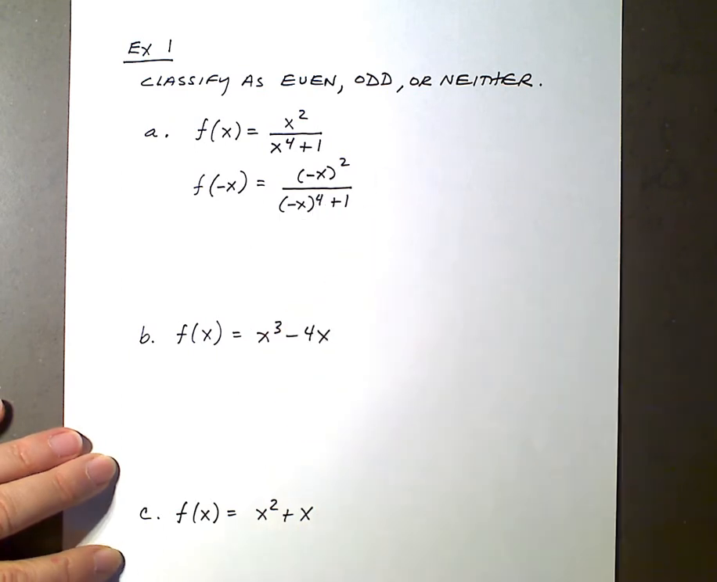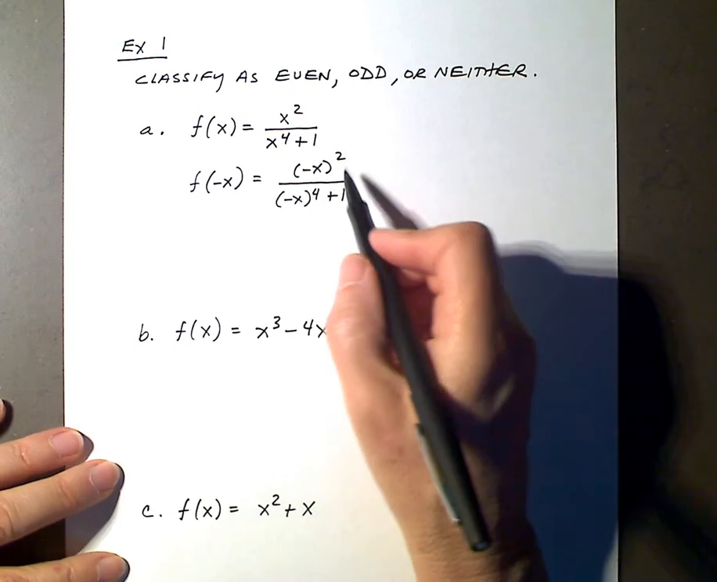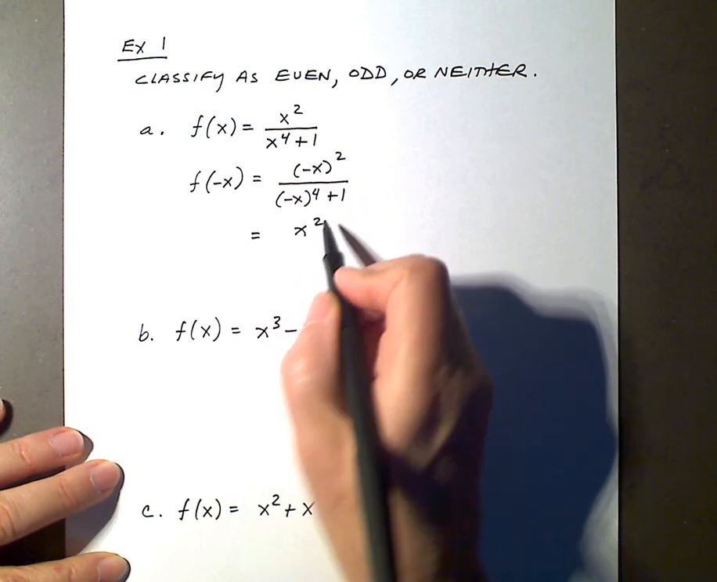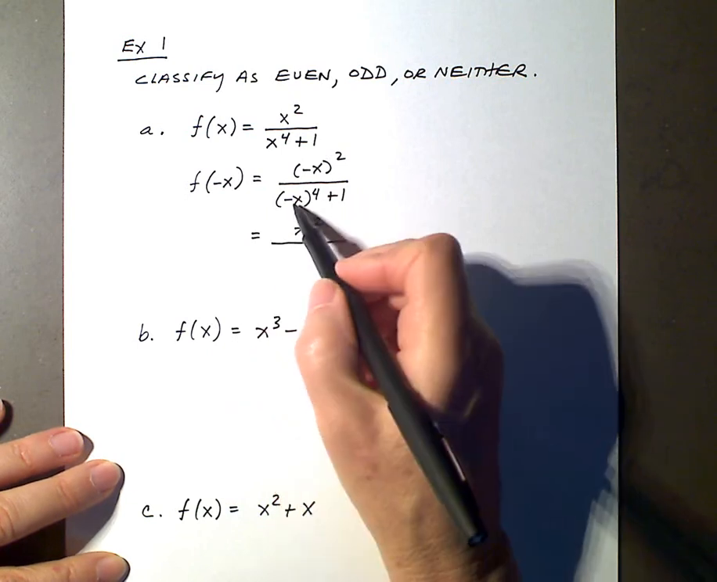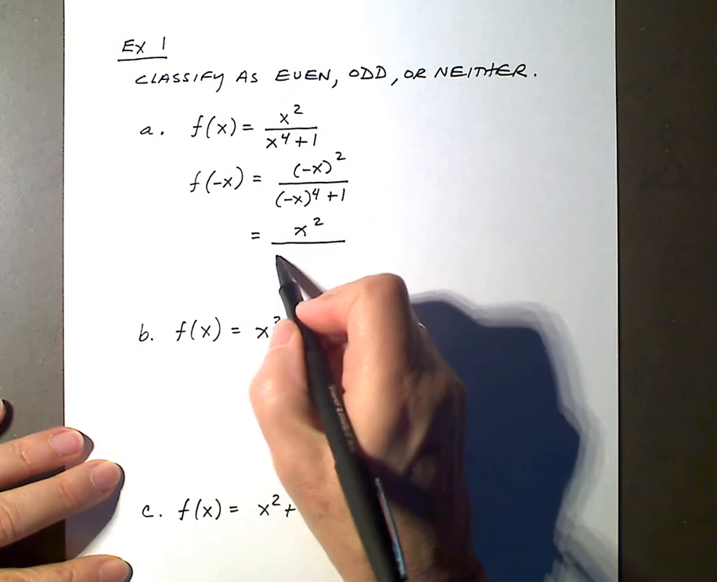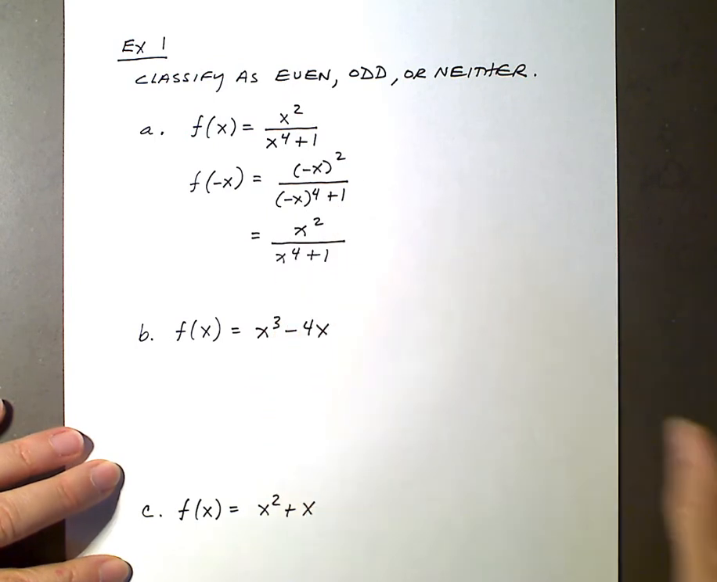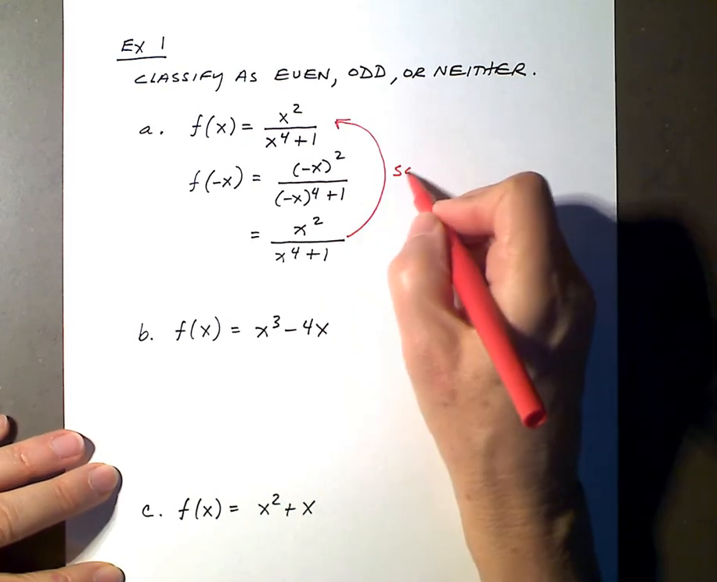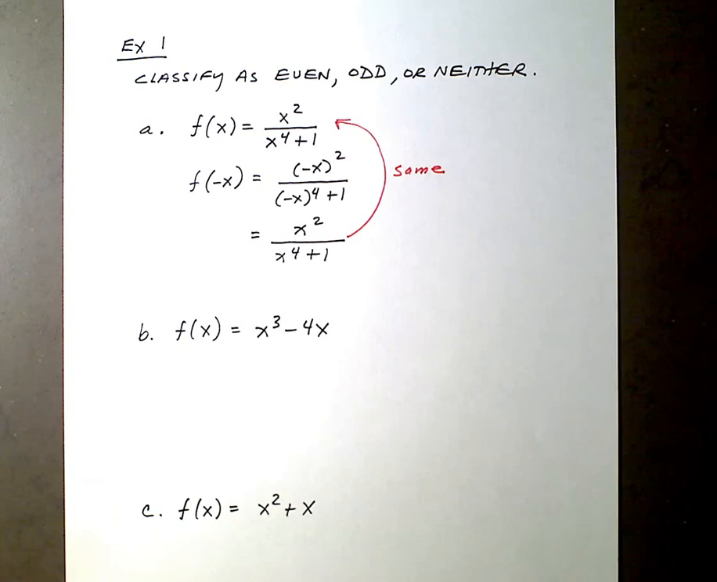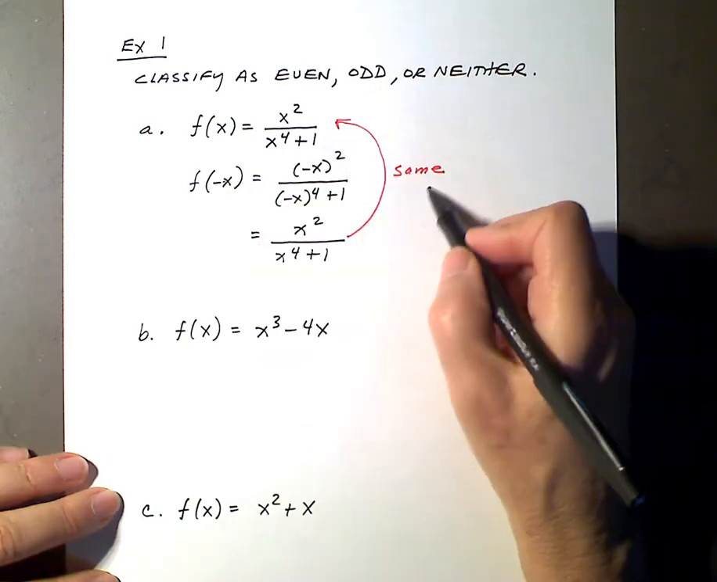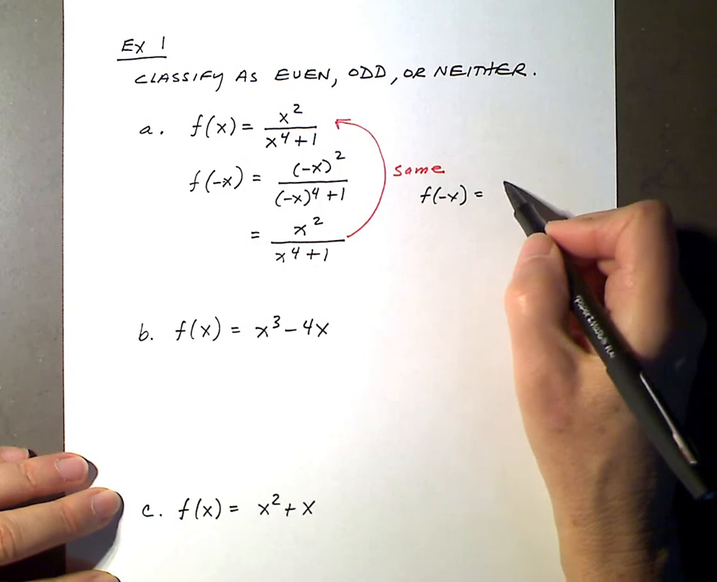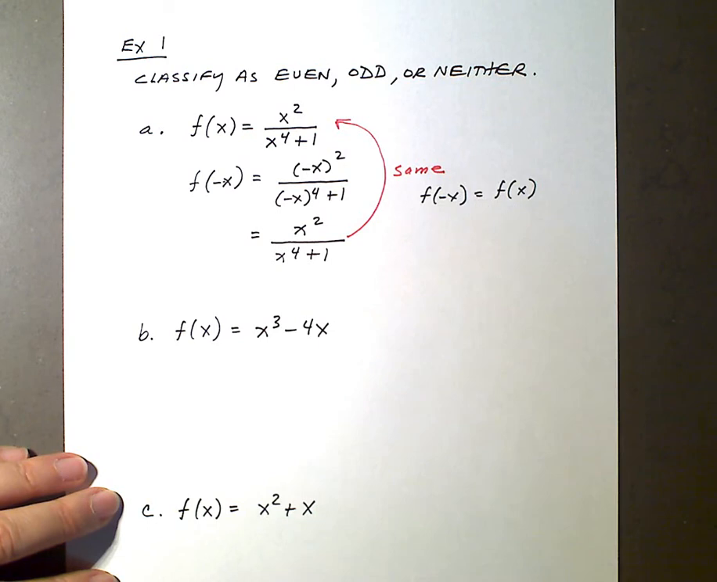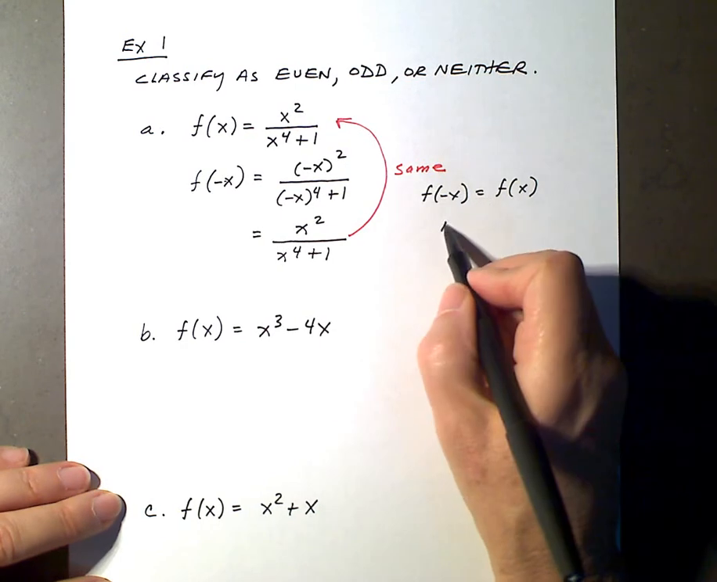So when I do that, I get, in this one, negative x when I square it is still a positive x squared. And when I raise the negative x to the fourth power, even, it's a positive x to the fourth plus 1. Well, then I look back at this and I see that it's the same. Okay, it's the same as the original function. So what I've just proven is that f of negative x is equal to f of x. So I put in the opposite input and I get the same output as the original function. So that would make this even.